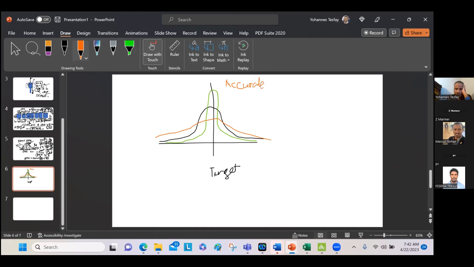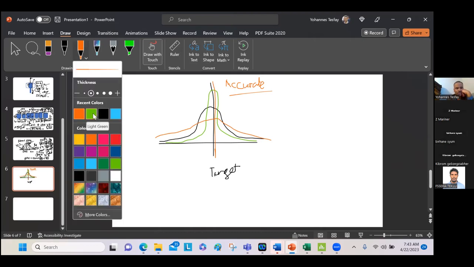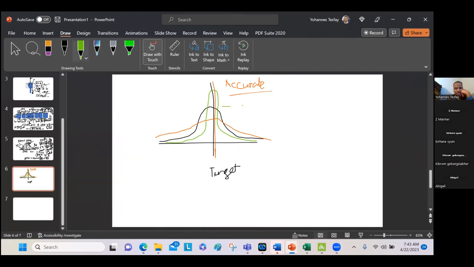Why accurate? Because the mean of each is here. But which one is more precise? Which one is more precise? The green one. The green is more precise. Yeah, this is more precise.